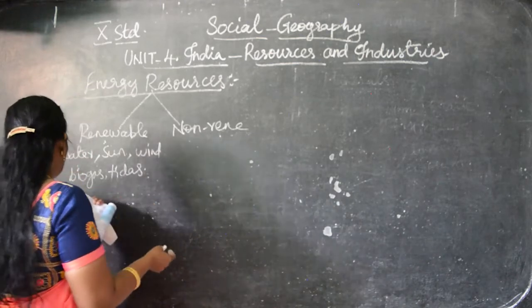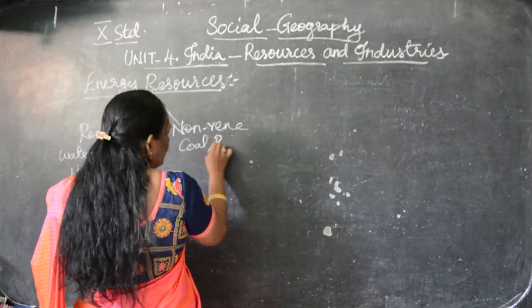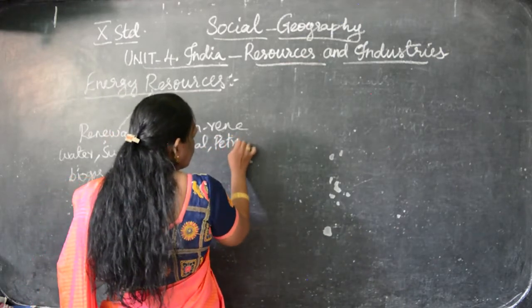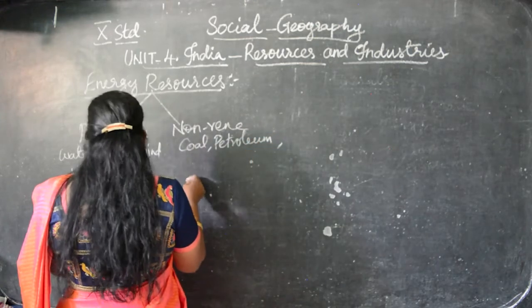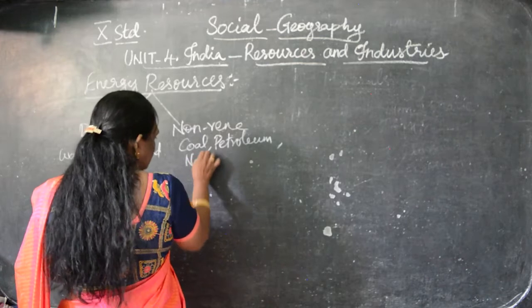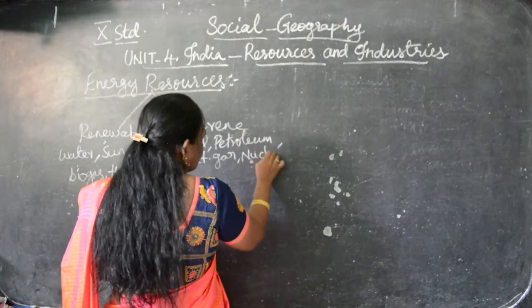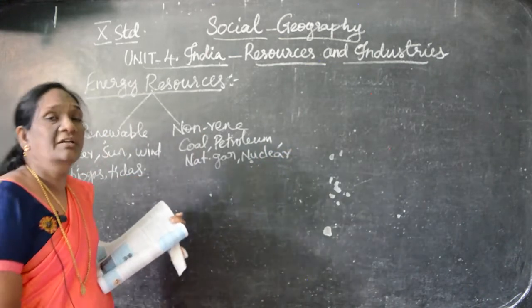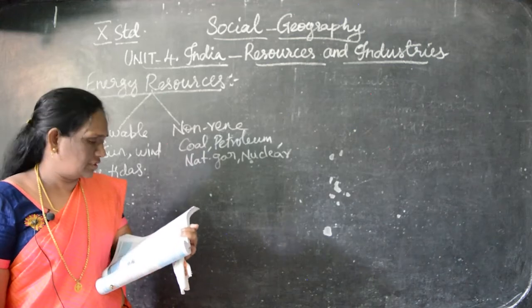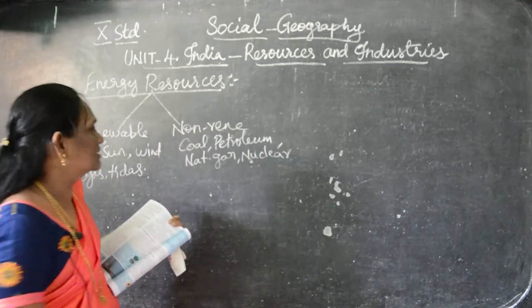Non-renewable resources are coal, petroleum, natural gas, nuclear, minerals. They are called non-renewable energy resources. One by one we'll see. First, non-renewable resources.